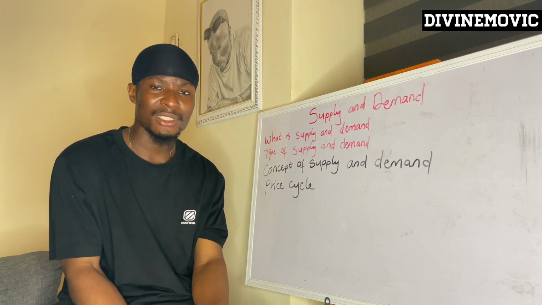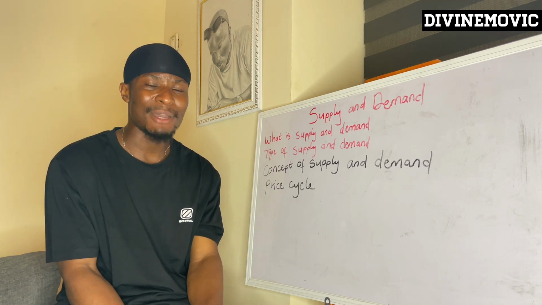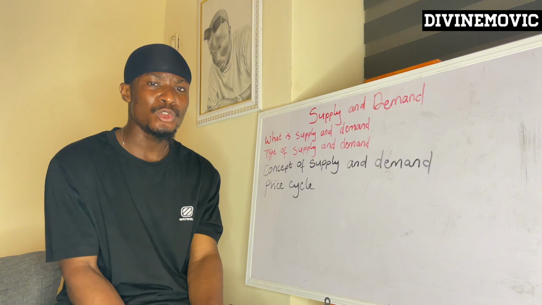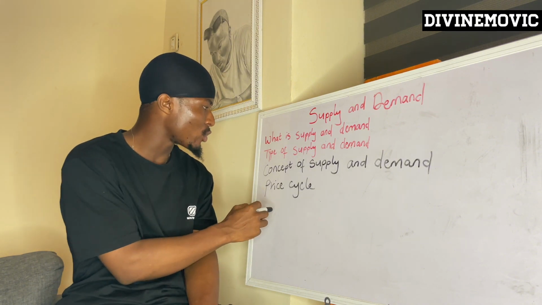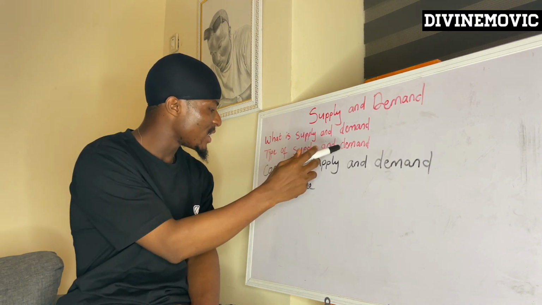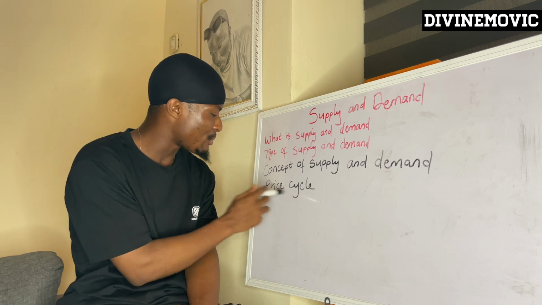Types of supply and demand. For you to understand the types of supply and demand, you simply need to understand the price cycle, because what I'm going to explain here is going to make you easily understand the price cycle.